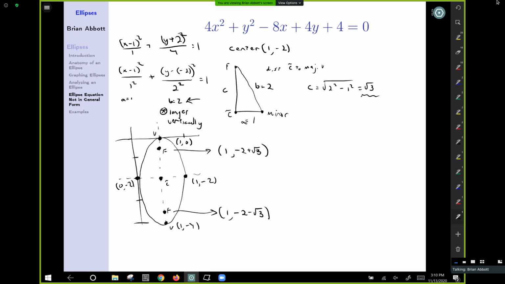And you've done it. The last thing we could label are our axes: this minor axis is y is equal to -2, and the major axis down here is x is equal to 1.